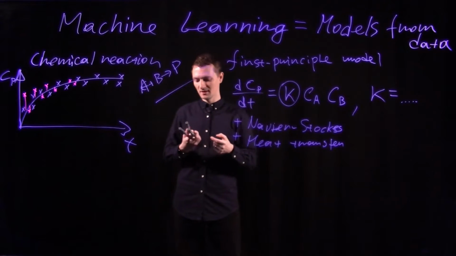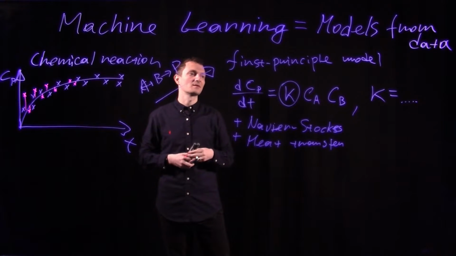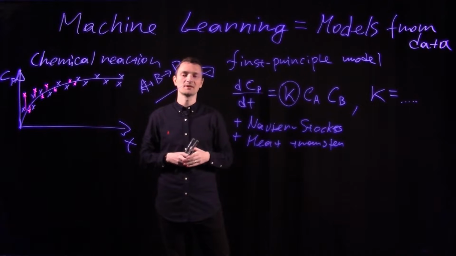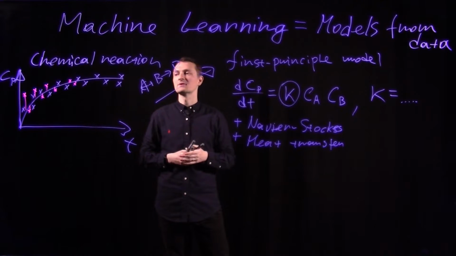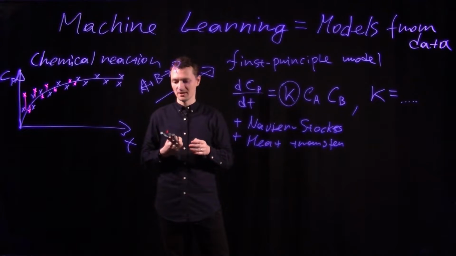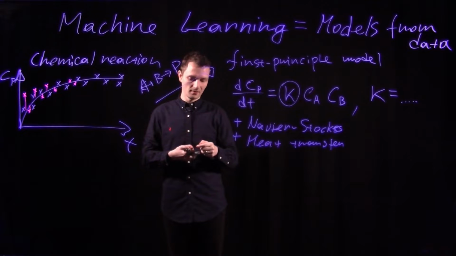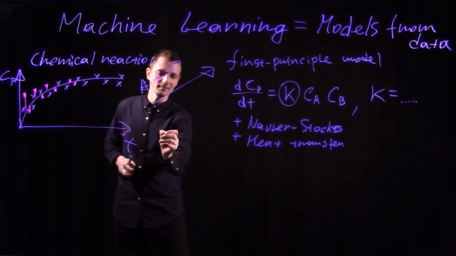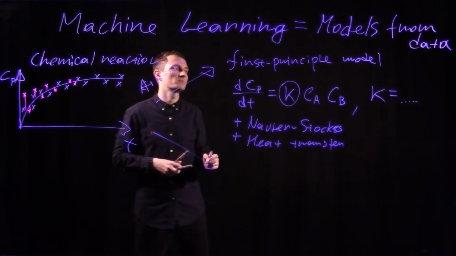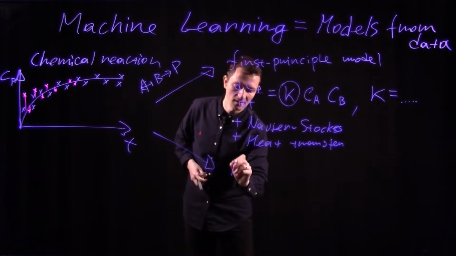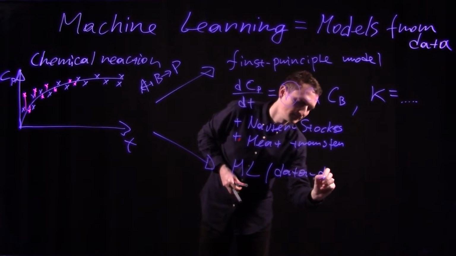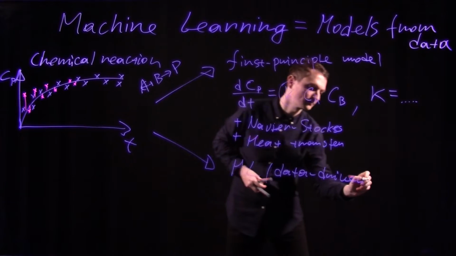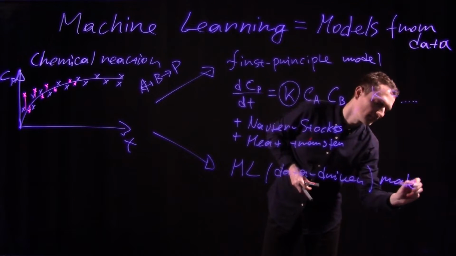And that's why at some point you might consider that instead of building a very complex model based on first principles, you would like to use the data to just build the model only based on data. In this case, machine learning comes into play. So basically, it's ML or data-driven models we can use.